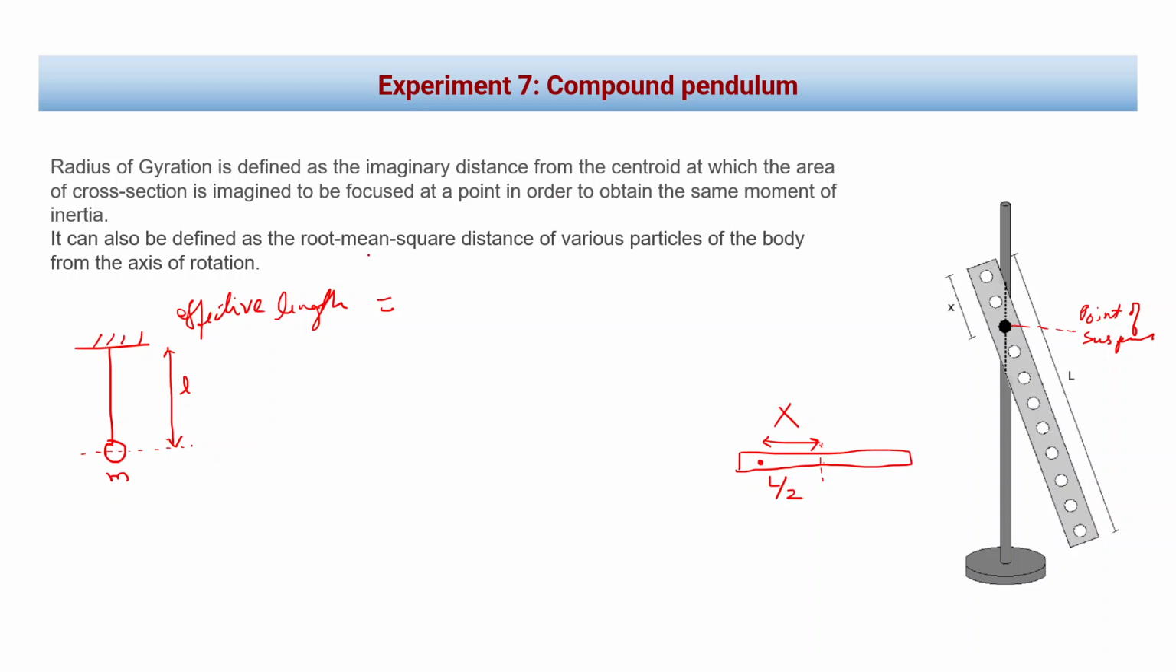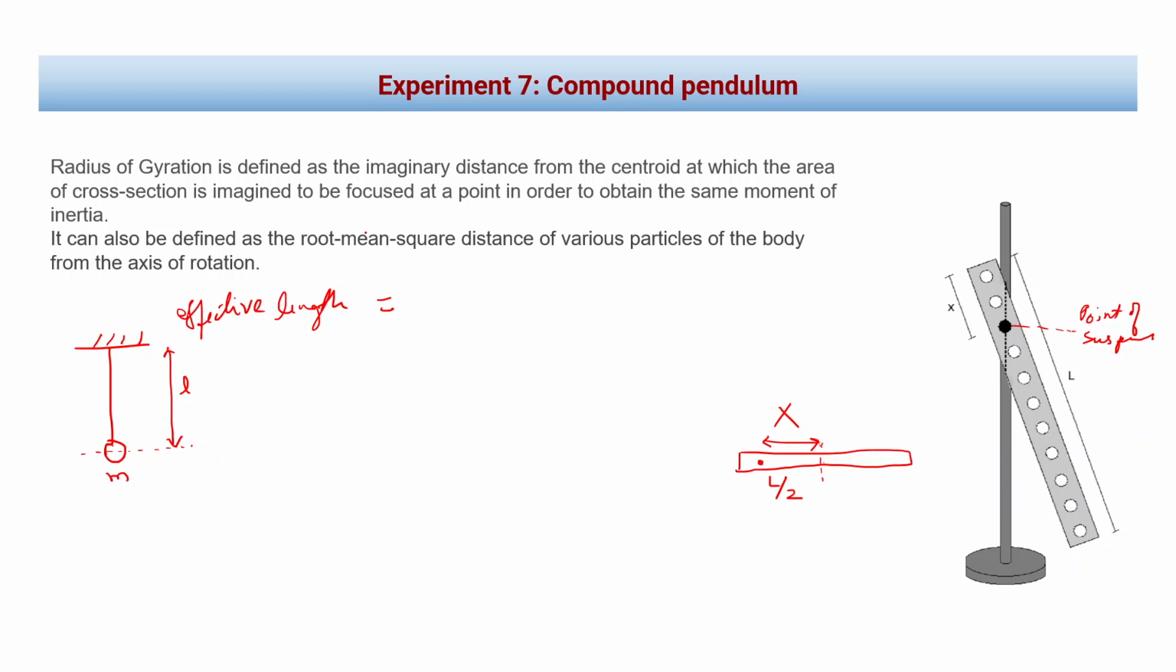It can also be defined as the root mean square distance of various particles of the body from the axis of rotation. Radius of gyration is the distance where, if we assume that all the mass is concentrated at that particular point in this body, then we can treat it as a simple pendulum with all the mass concentrated at that point. Let's try to derive, then maybe it will become clear.